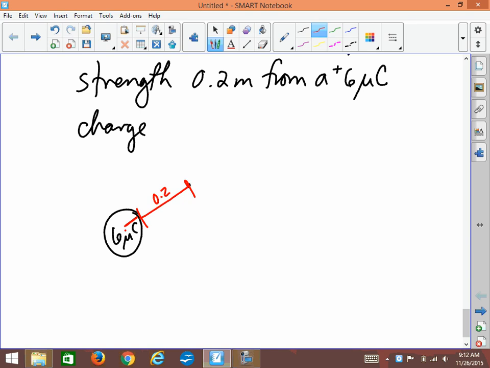So it's 0.2. So what do we do? Well, the electric field strength is kQ over r squared, and it's the Q of this, the charge making the field.